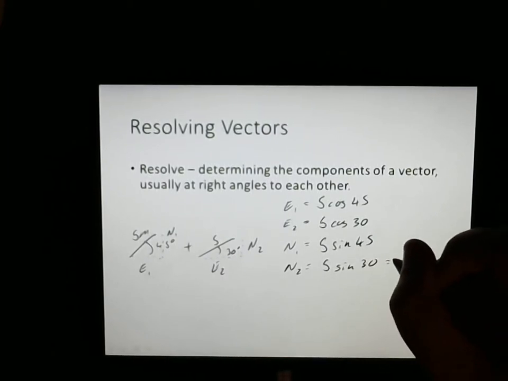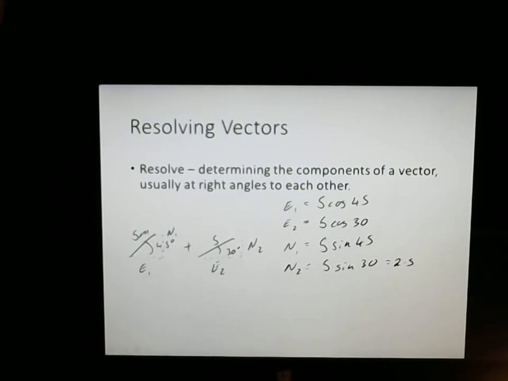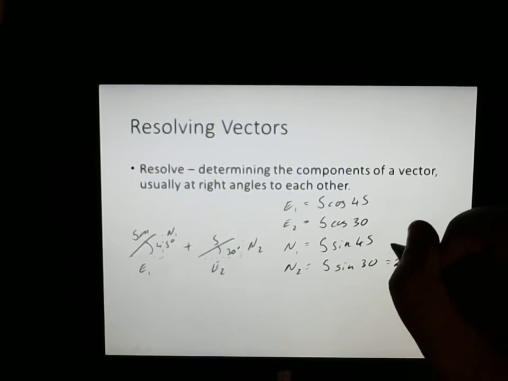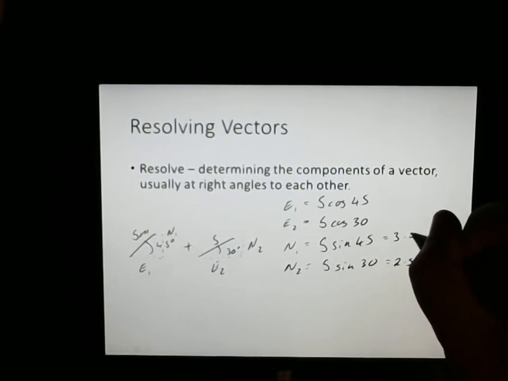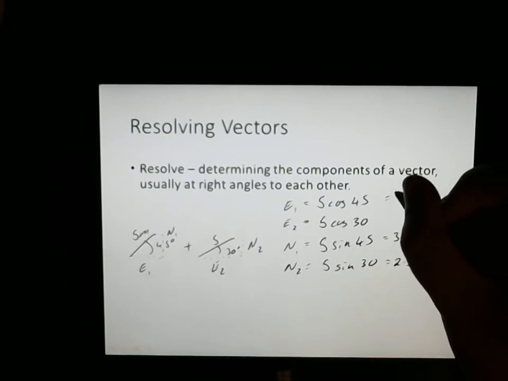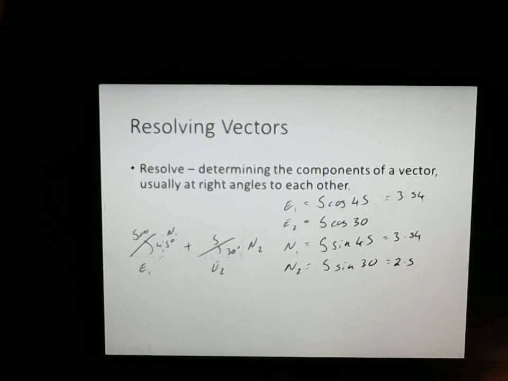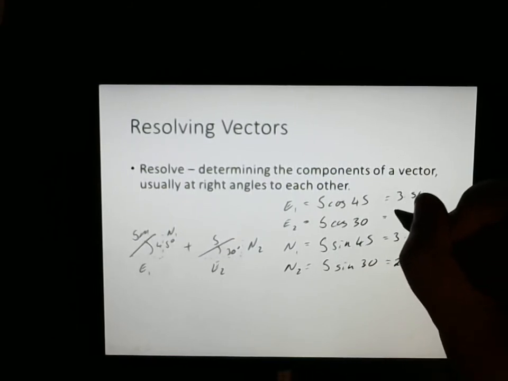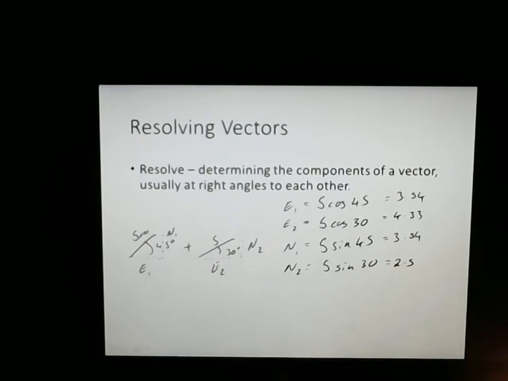5 sine 30 is equal to 2.5. That's one of our golden ratios there. 5 sine 45 is equal to 3.54, which means this will also be equal to 3.54 because they are the same thing. 5 cos 30 is 4.33. So now we need to add our values up.